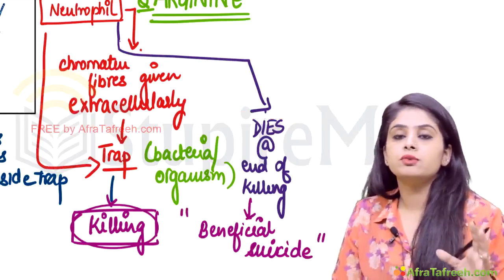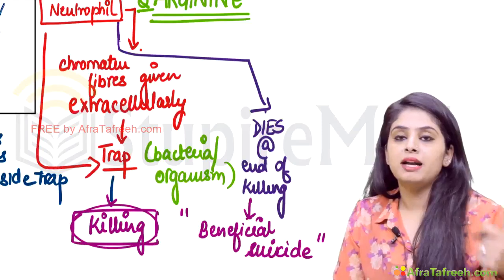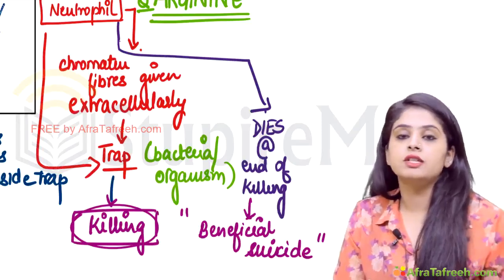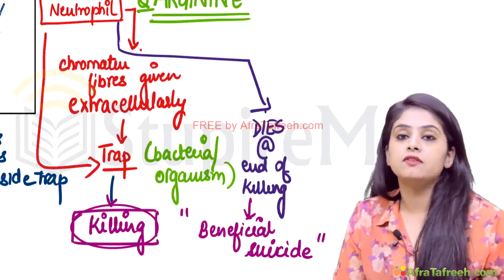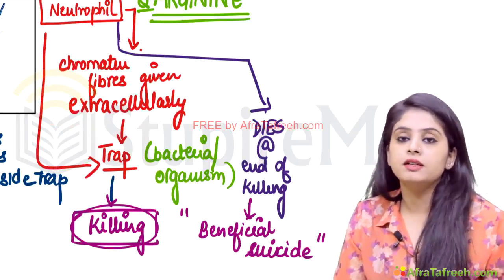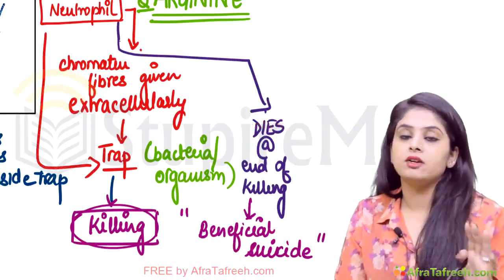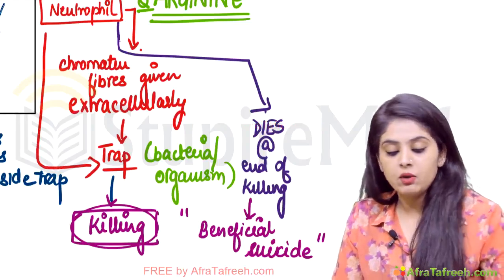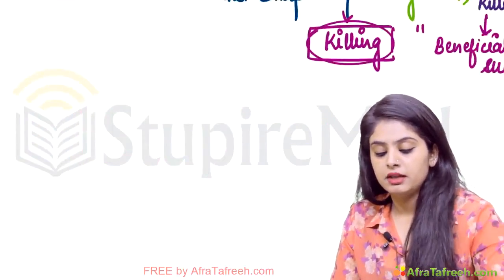So we've come across 2-3 very important points over here. First, the chromatin dispersion happens because of arginine. In the end, the neutrophil will die, so that is a kind of beneficial suicide. These are going to constitute a trap, and finally the organism will die. Now what we need to know is a recent image-based question that has come up, and you need to focus on that.